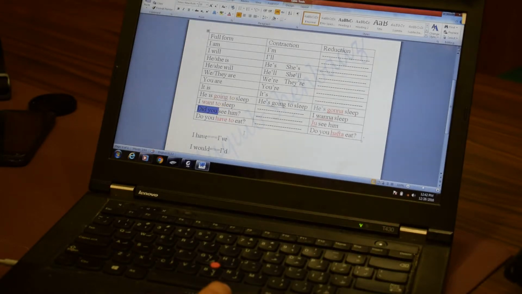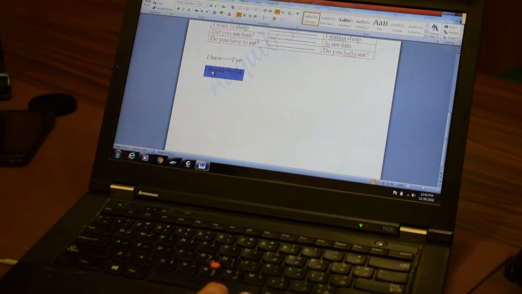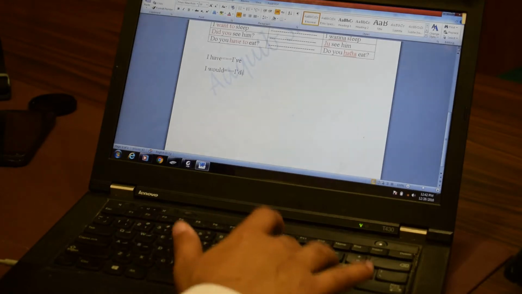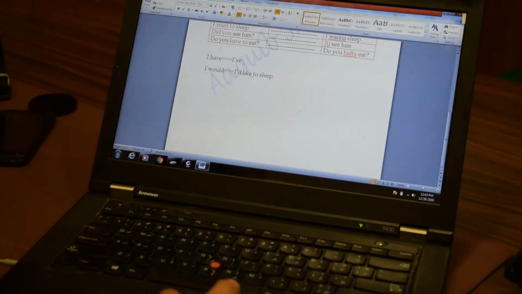There are some more contraction examples. I'm just mentioning a few. Like I have becomes I've. I've got news for you. That is again a contraction. I would becomes I'd, I apostrophe d. This is actually saving a lot of words, because I would is two words and we just use one, so I'd. So this is actually saving time and words. So I would like to sleep becomes I'd like to sleep. So this is about contractions and reductions.